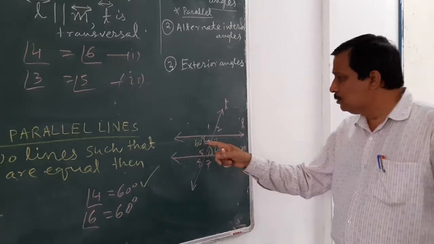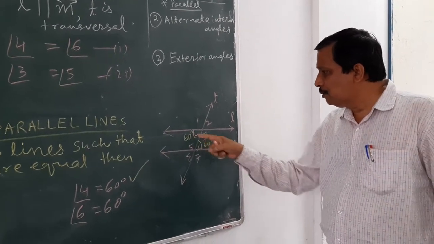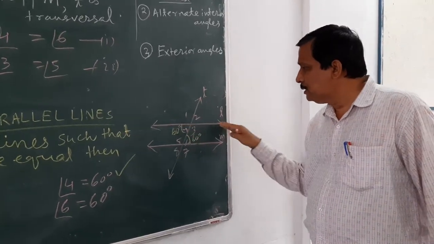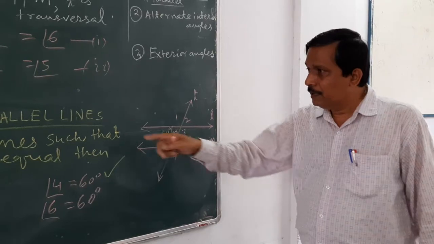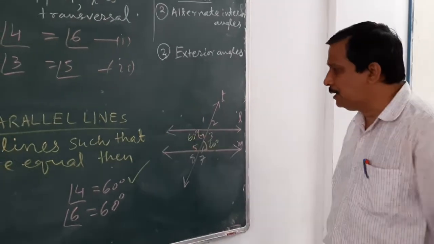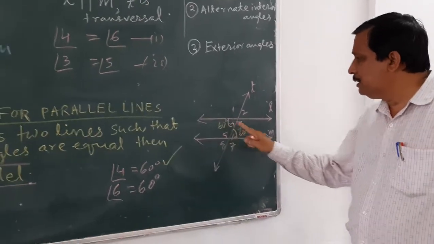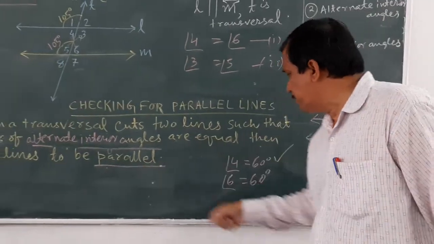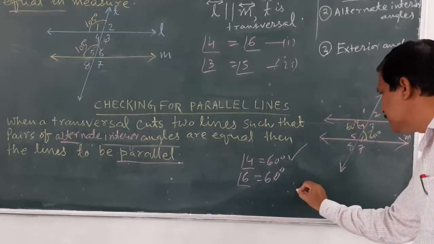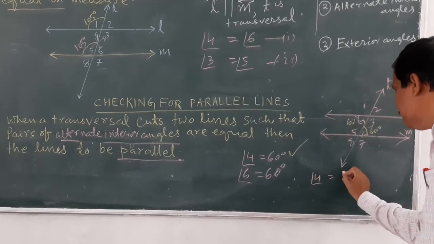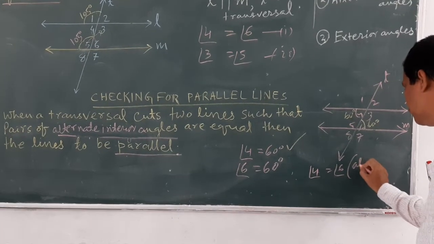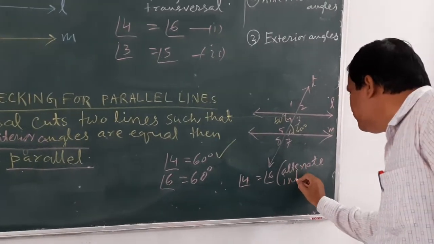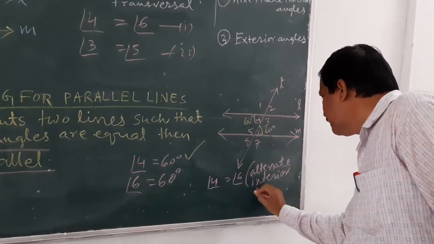So in this case, you know that they are alternate angles, but you don't know whether these are parallel or not. But according to our theorem, by checking the parallel lines, if alternate interior angles are equal, then automatically the two lines are parallel. So therefore, you can say that angle 4 equal to angle 6 are alternate interior angles.